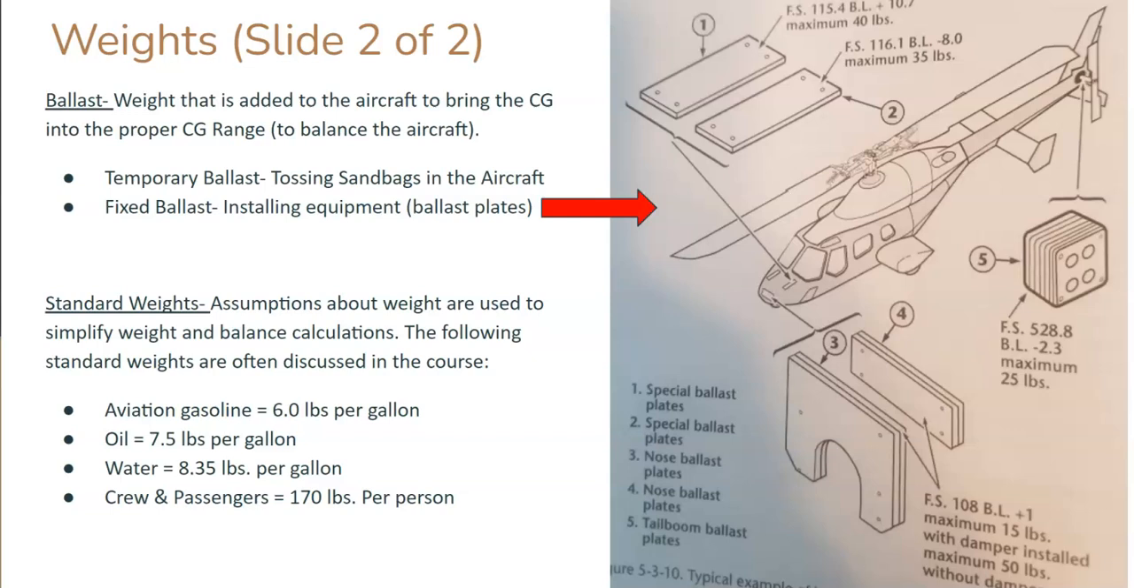Another thing about weights that's important is that very often assumptions will be made about the weights of things to simplify weight and balance calculations, because frankly they don't have a ton of time to actually weigh every passenger and weigh every bag. I mean, they'll weigh every bag at your average airport, but often they have to make assumptions to simplify things, for better and for worse. So you'll notice that these are some basic assumptions here. We have aviation gas at 6 pounds per gallon, oil at 7.5, water at 8.35, and crew and passengers are usually assumed to be about 170 pounds per person.